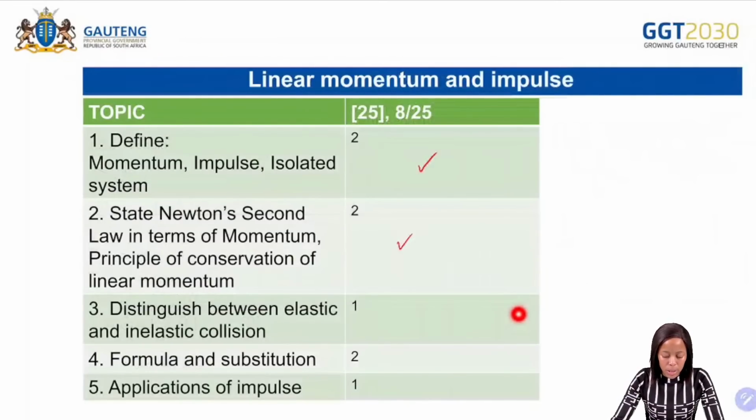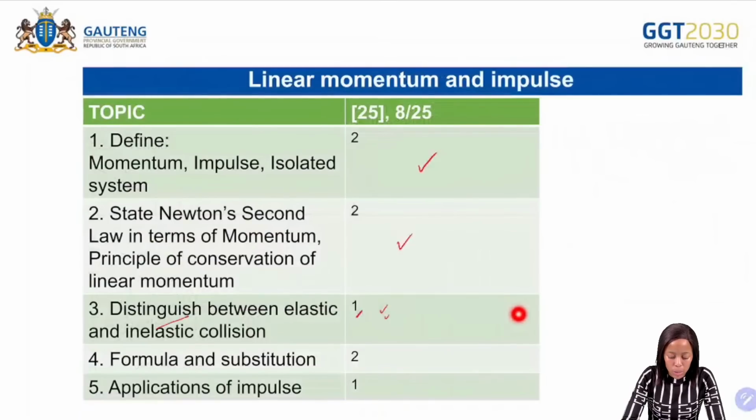And then number 3, you need to distinguish between elastic and inelastic collision. For this one, sometimes in the question papers you can get a question saying state if the collision is elastic or inelastic. Normally for that statement you would be allocated a total of 1 mark. But when it comes to distinguishing between the two, then we can speak of maybe 2 marks for elastic and 2 marks for inelastic, or maybe 1 mark for elastic and 1 mark for the inelastic collision.